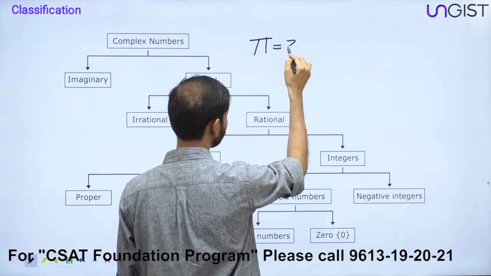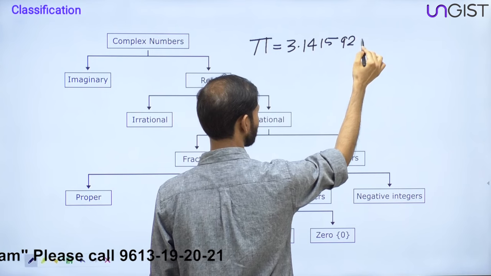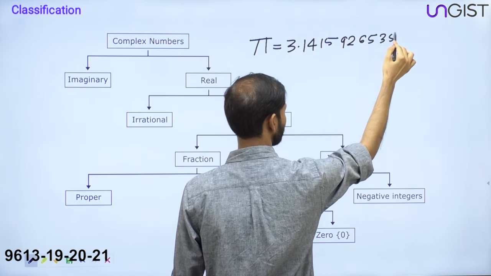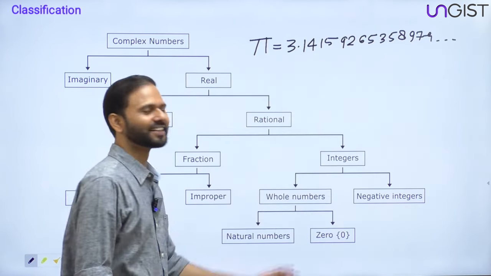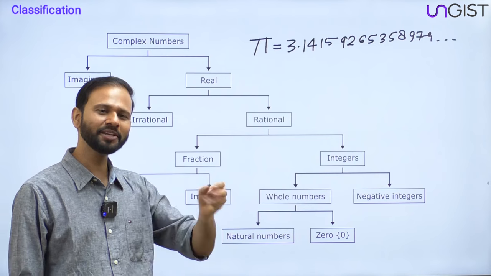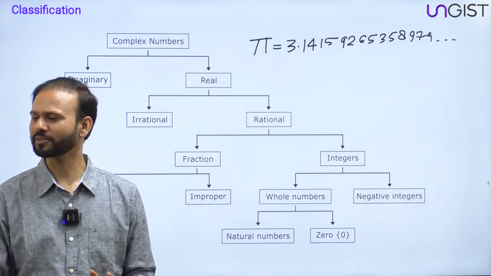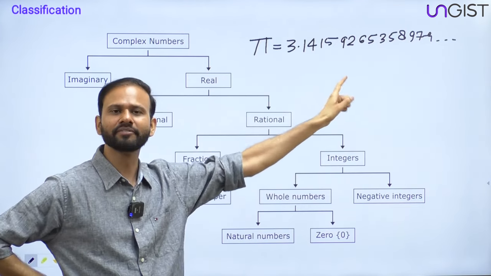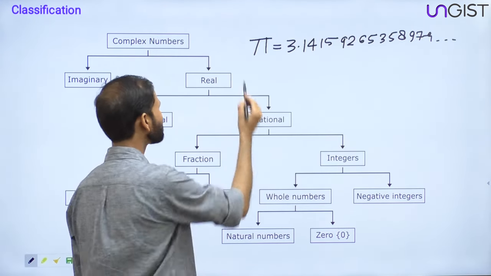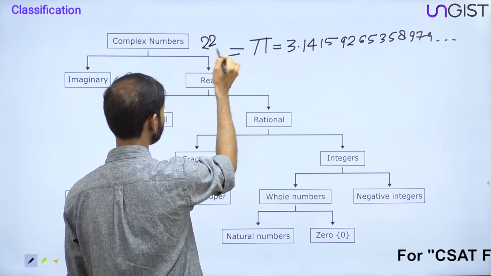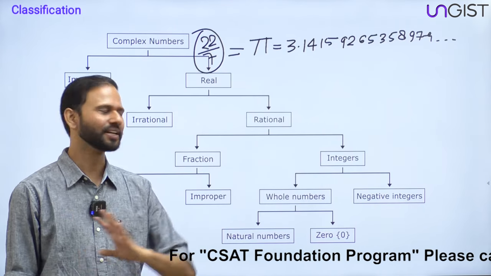What is the value? 3.14, I know, and it will never end. Right guys, you know this value is a never-ending value. Rukaiya is saying the value of pi is 22/7. Guys, just wait. We will talk about that later.